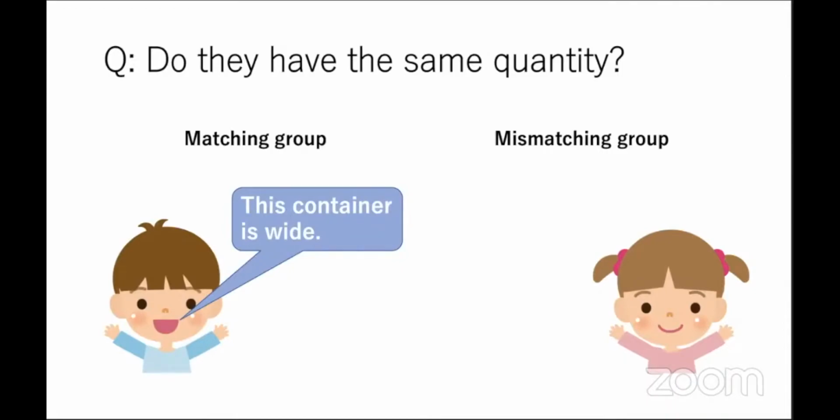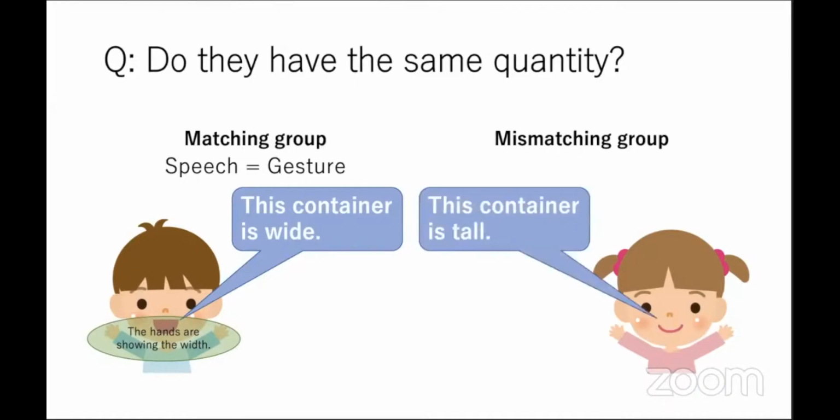One is a matching group, that is when they explain the concept, they use the gestures that are in agreement with the speech. Okay, so speech and gesture were the same. For example, the boy said this container is wide, where he used the hands showing the width. So it's a matching condition. Whereas there's a mismatching condition group, which means this girl said this container is tall, but her hands were showing the width. So it's a mismatching condition.